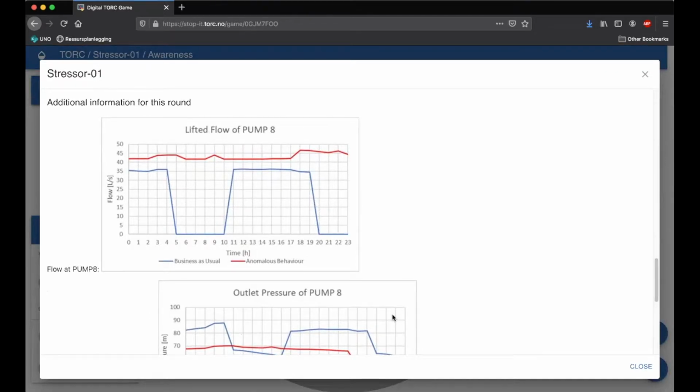So if you click on the additional information now, you will have some more images. And basically, you are seeing that in the last 24 hours, the lifted flow of pump 8 is much higher in comparison with the business as usual behavior in the blue line. So yes, the level of the tank is going a bit down, but then there is a pump that is lifting a lot of water.